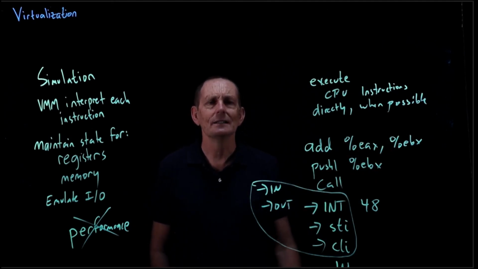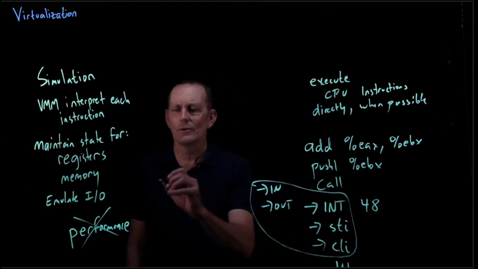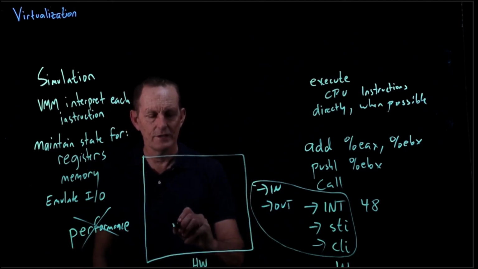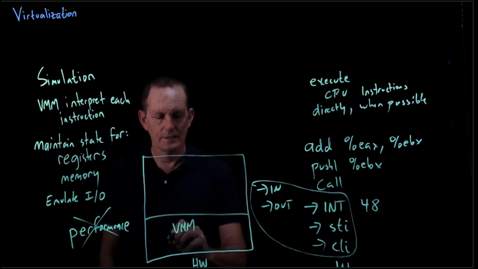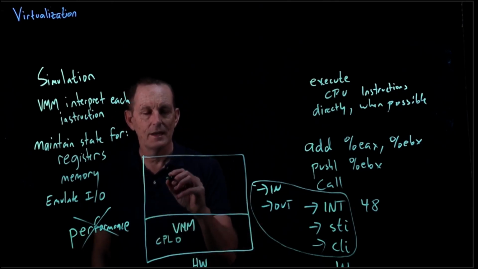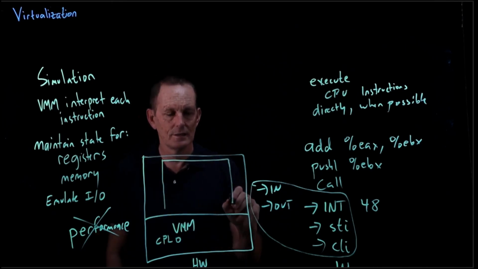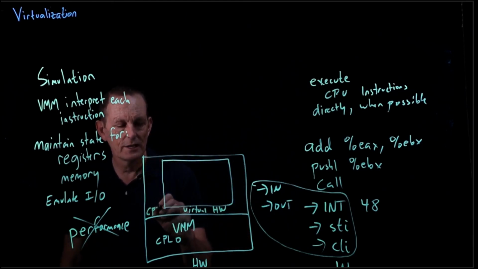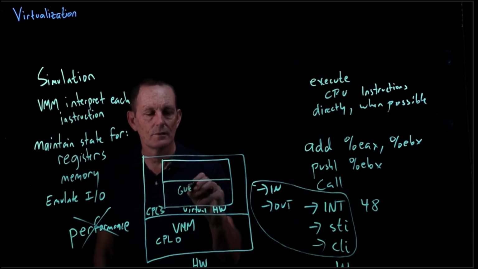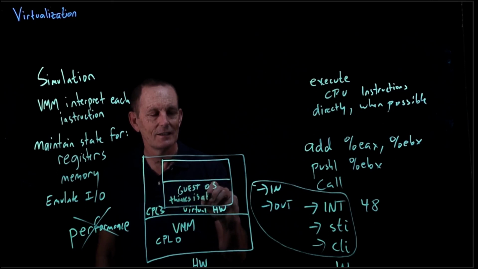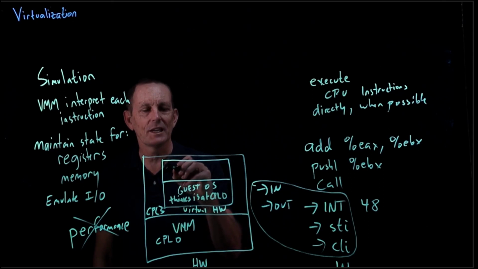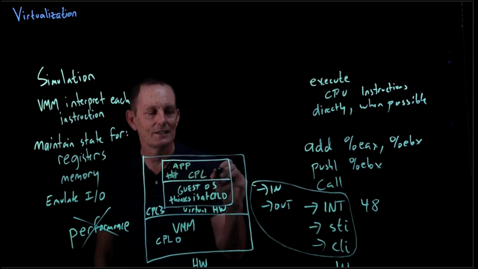So here's the idea. This is our real hardware, and our VMM is going to run at CPL0. And then our guest OS is running on virtual hardware. This virtual hardware is all running at CPL3. It thinks that the OS is at CPL0, and when it's running an application, it's at CPL3.